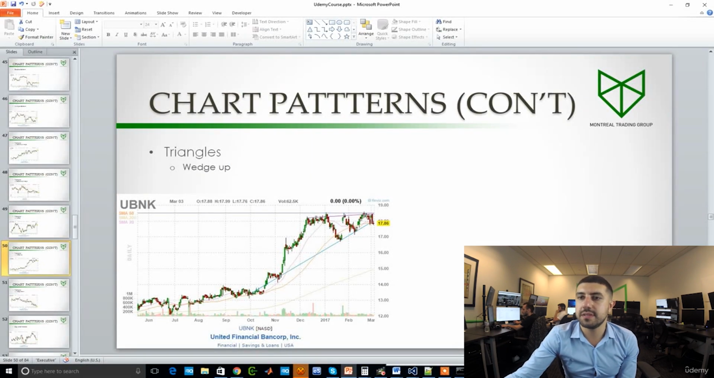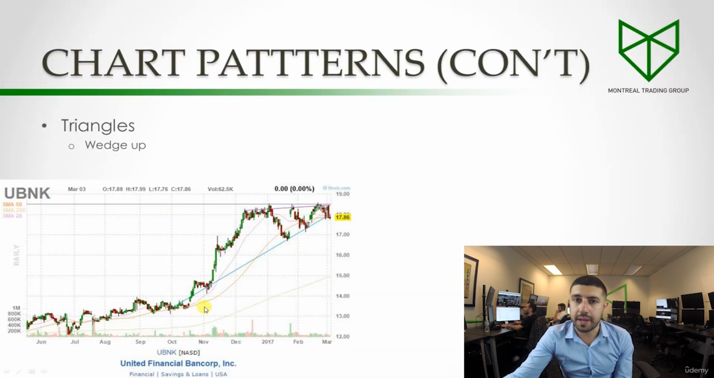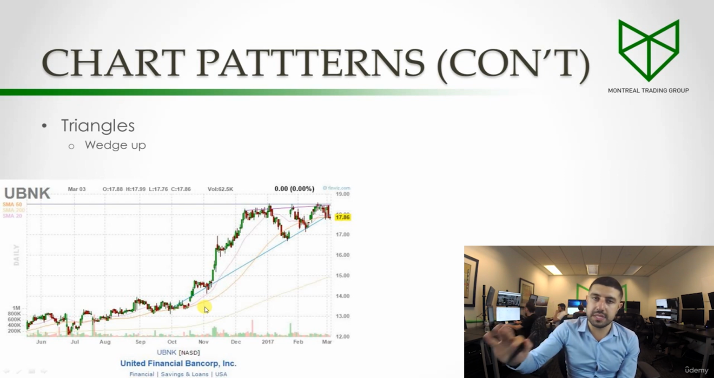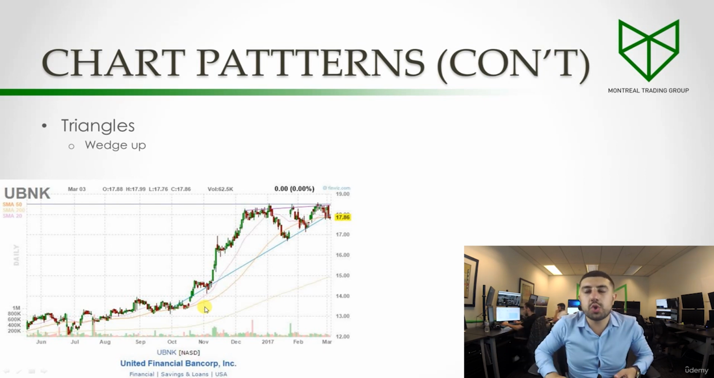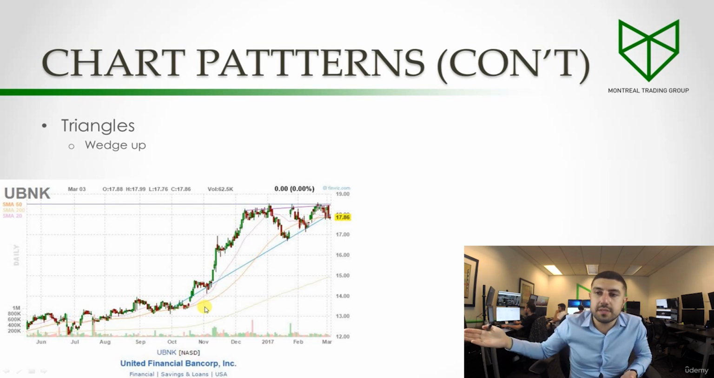So other than that, again, triangles. So this is the wedge up. Again, wedges, you can have them going up or down. It's the same. And you know what? This is why, as I already talked about in the other lecture, I don't like to remember exactly which one is called what. I don't care if it's called an upward wedge, a downward wedge, an upward triangle, a downward triangle. It doesn't matter. You just got to understand what it means.